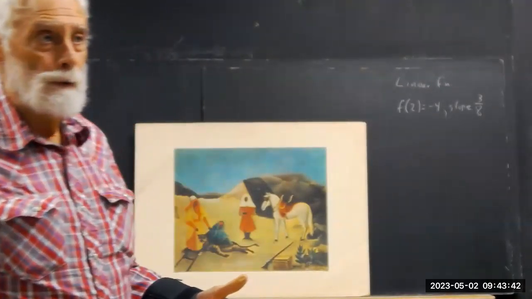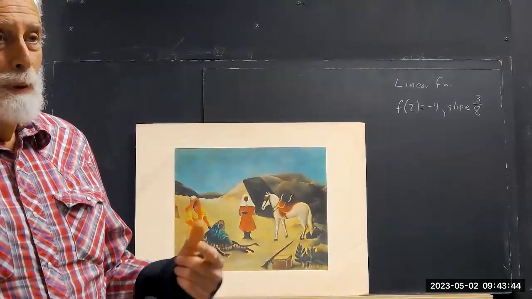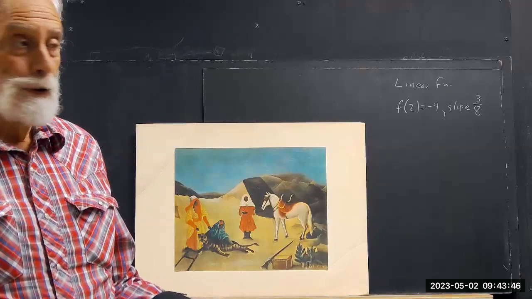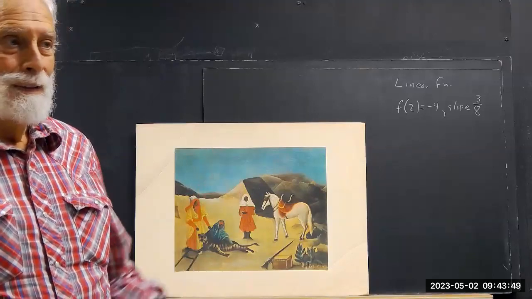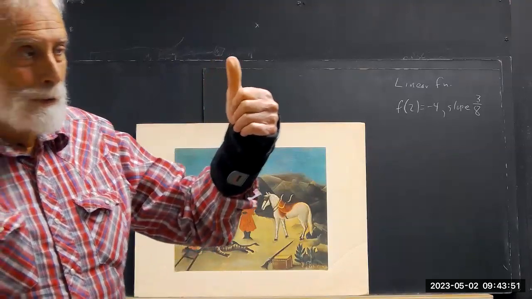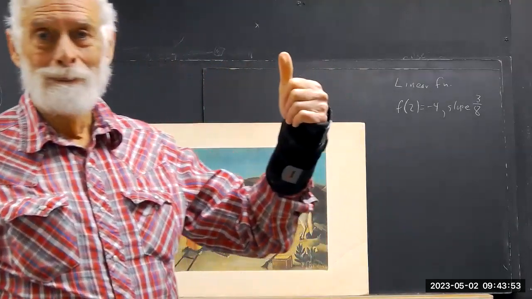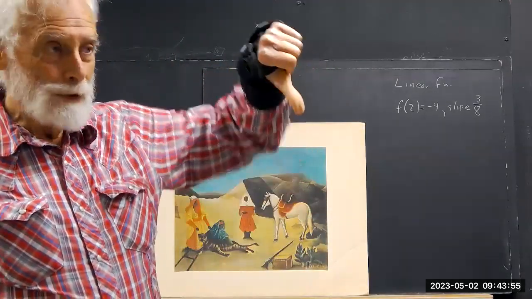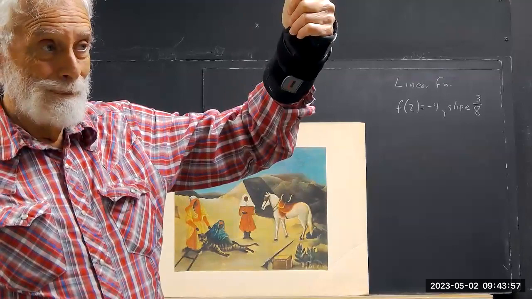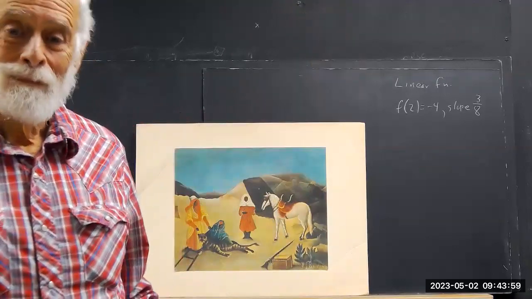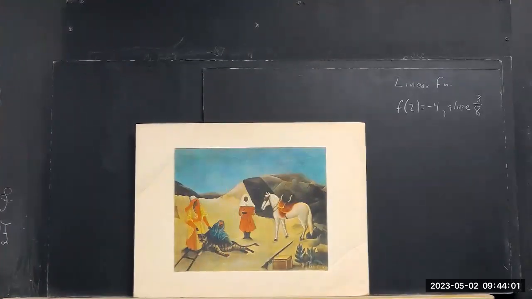A, try to remember a formula. B, sketch it on a graph. How many would go with try to remember a formula? How many would sketch it on a graph? I think trying to remember a formula is not the way to go. Trying to remember a formula doesn't show you anything.